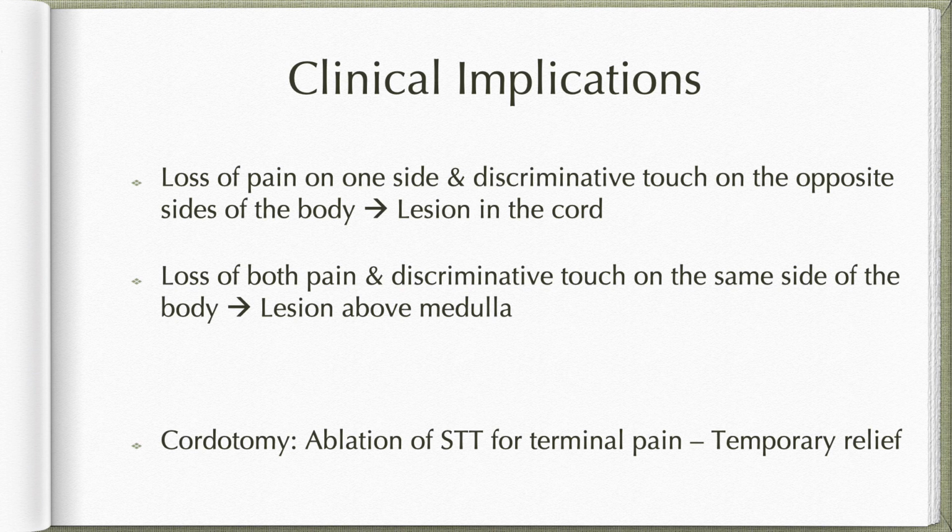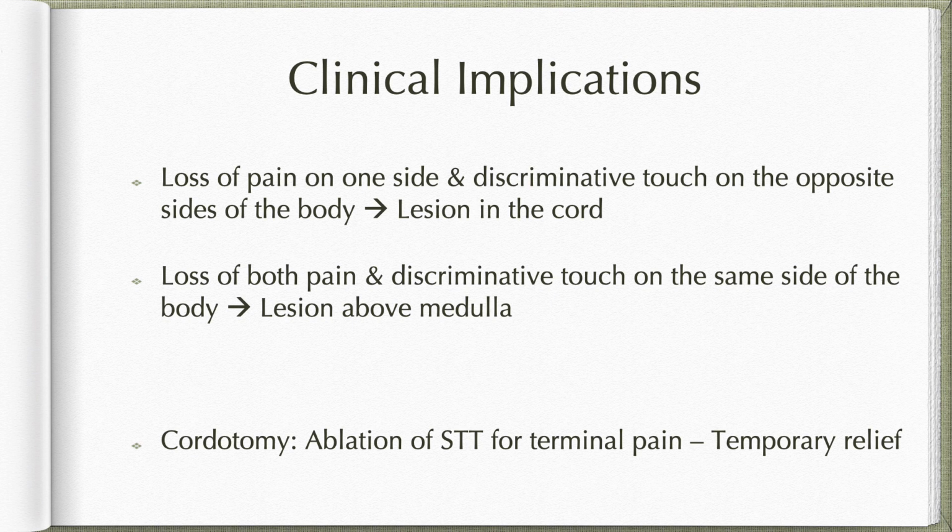But if you find a patient having both loss of pain sensation and discriminative touch sensation on the same side, then the lesion is most likely at the level which is above the level of sensory decussation of medulla, because there both will be having contralateral sensation. Any one side, that is right side fibers, will be carrying the information from left or vice versa.